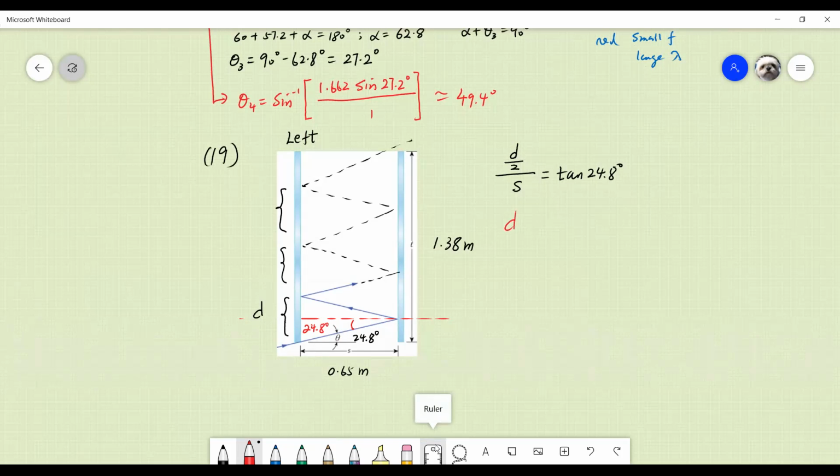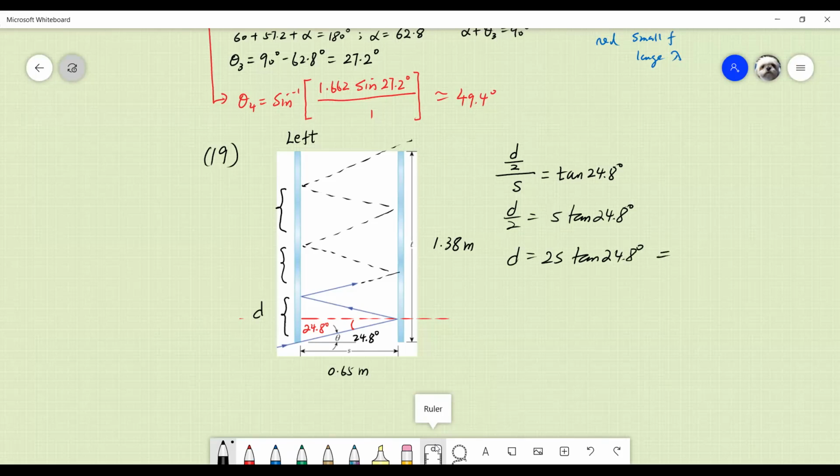Now I'm going to calculate what D is equal to. D over 2 will be equal to S times tangent 24.8 degrees, so D will be 2S tangent 24.8 degrees. That is 2 times 0.65 times tangent 24.8, which will be 0.6.